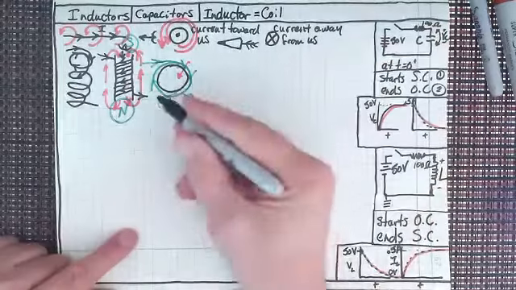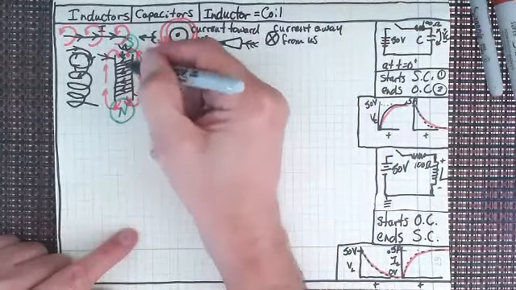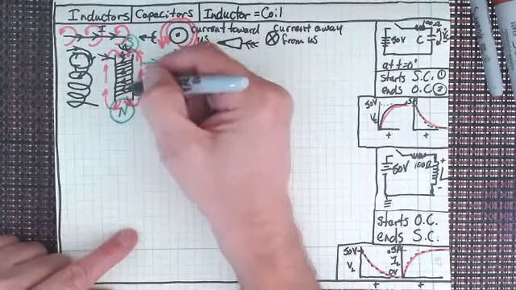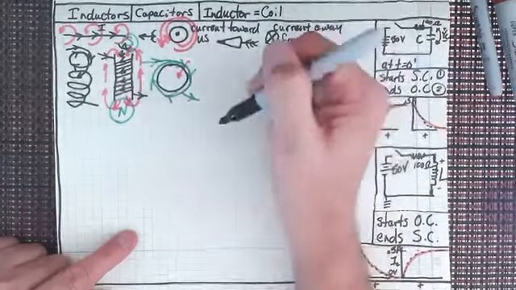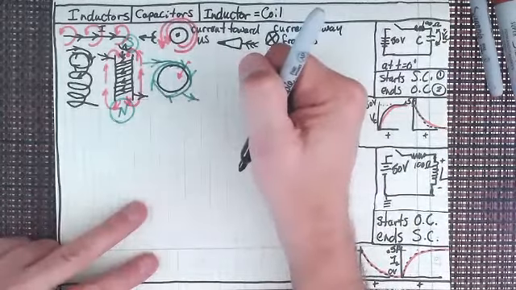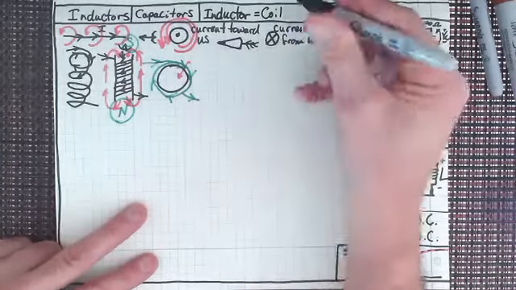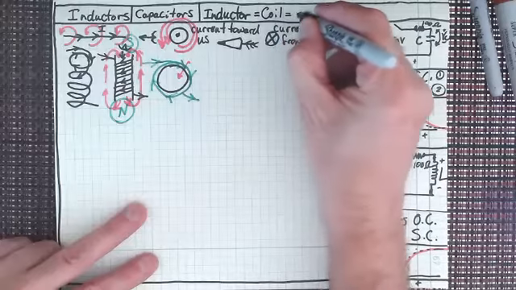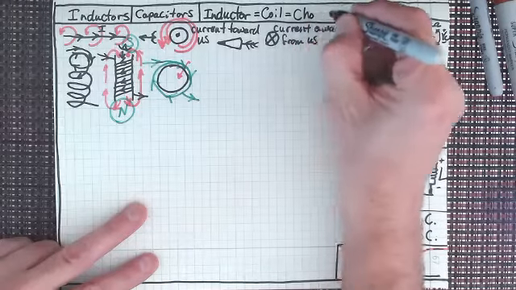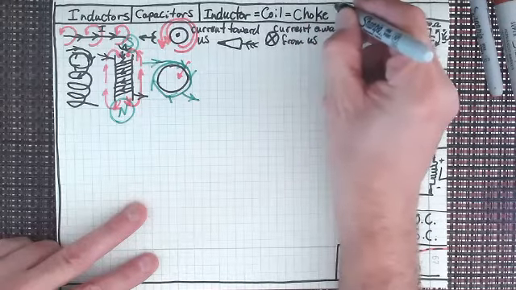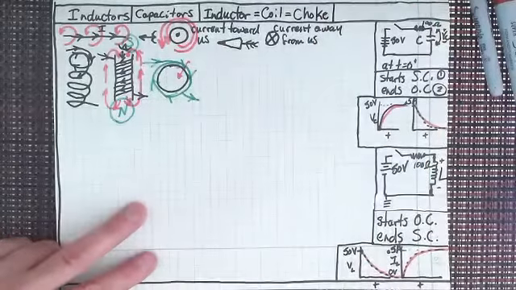Why do we call it a coil? Well, because it's all coiled up, isn't it? That's what it looks like. It looks like a coil. So sometimes it's called a coil. But it also is called a choke. Why is it called a choke?